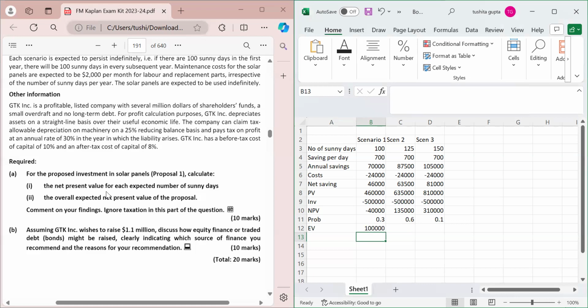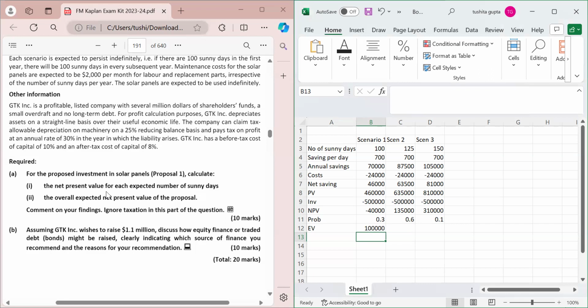So, now the company currently has no long-term debt and they have a very small overdraft. So the $1.1 million that they want to raise, they can go for multiple methods with this one. So the first method is going for equity finance.